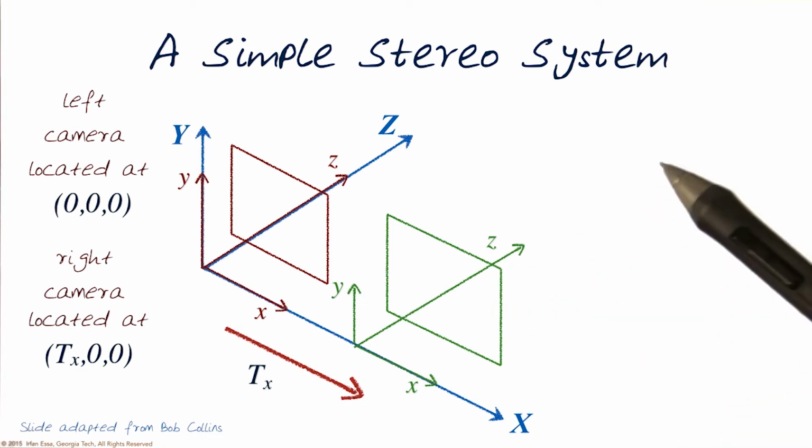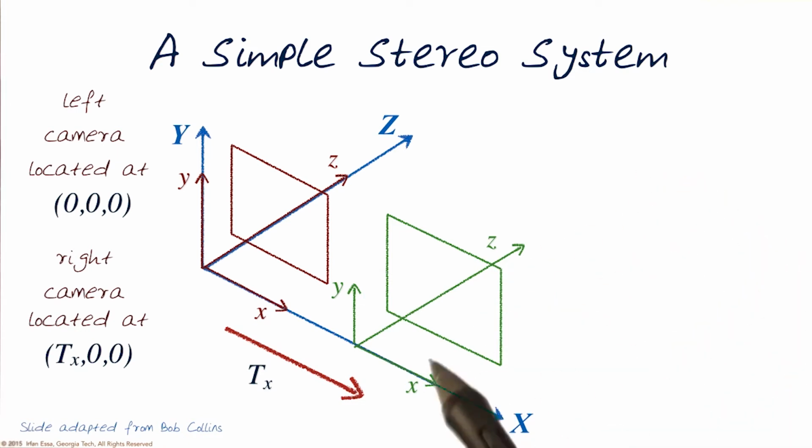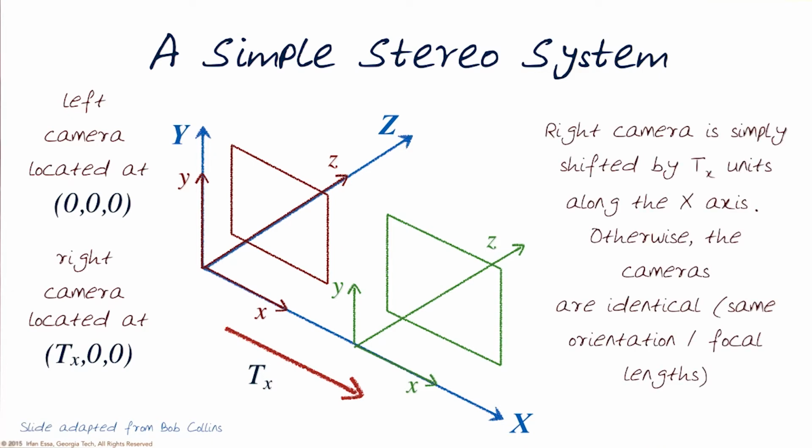So both the cameras are exactly the same. They're just now translated by a certain distance. And I have, of course, a new camera which has its own coordinate axes. So the right camera is simply looking at the same view, just translated by tx along the x direction. Everything else is the same. In this case, the focal length is the same, orientation is the same, everything is the same.